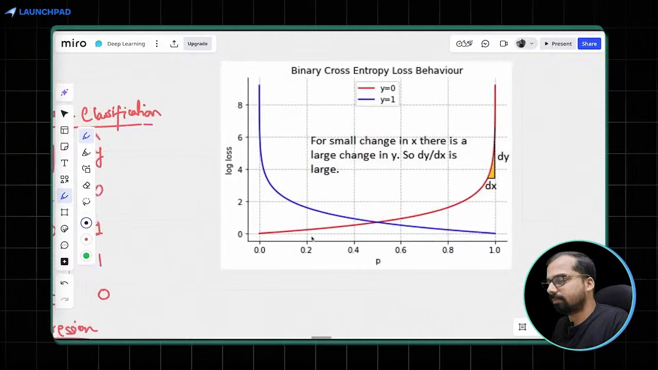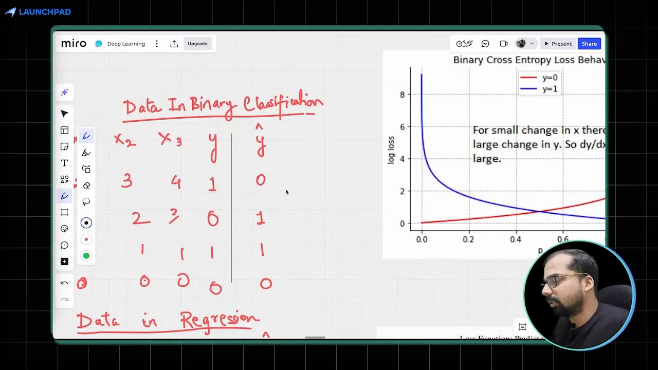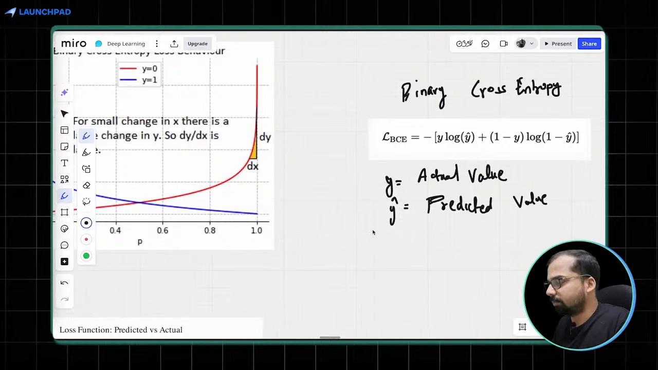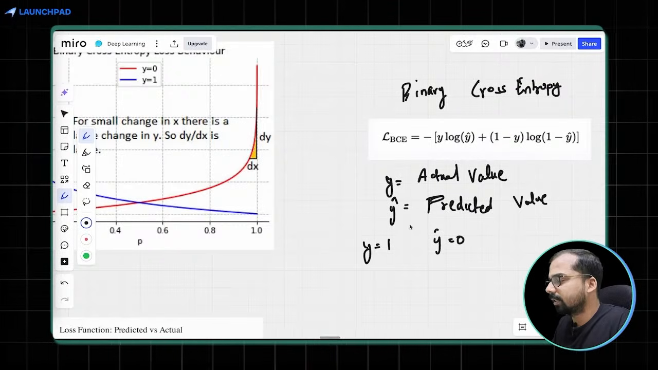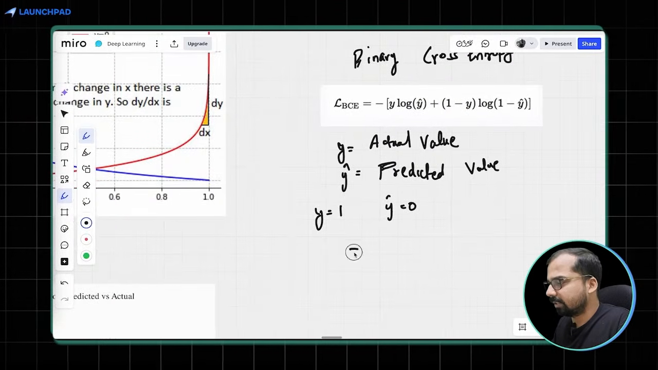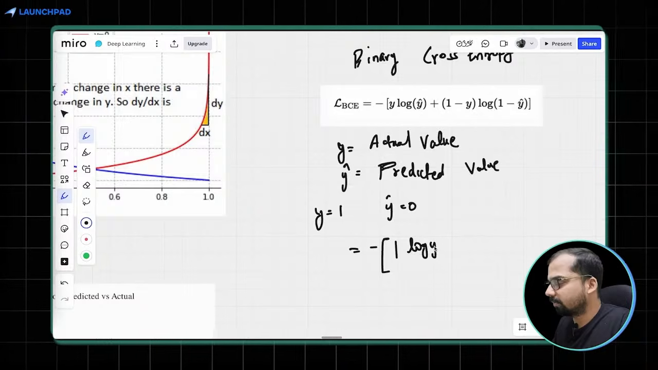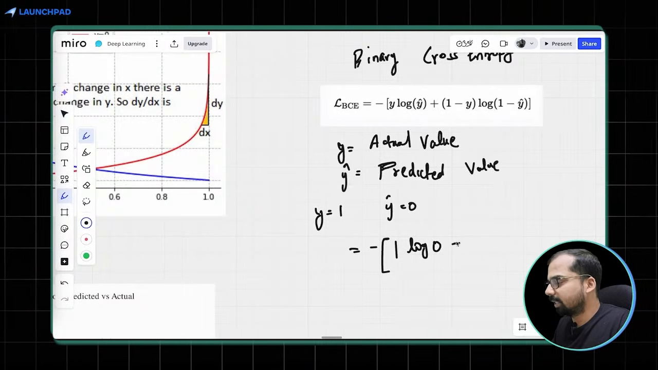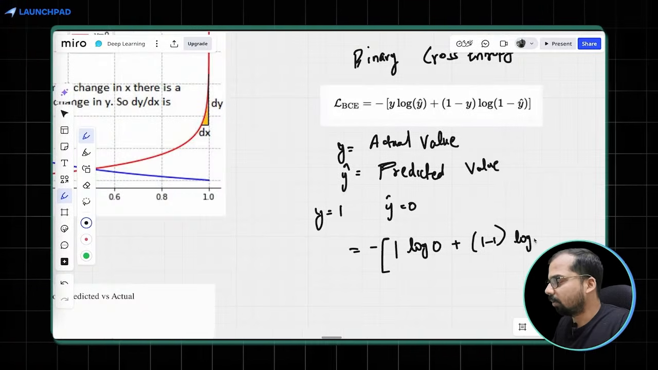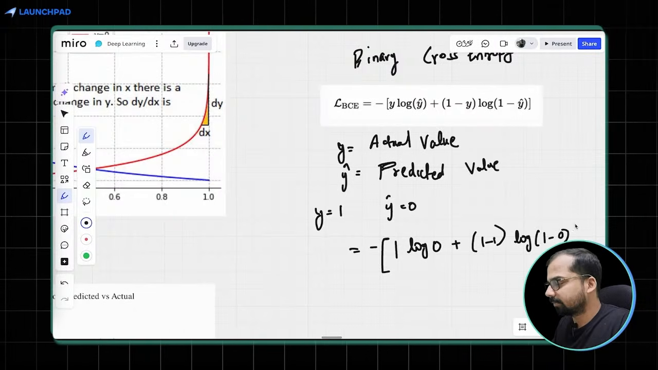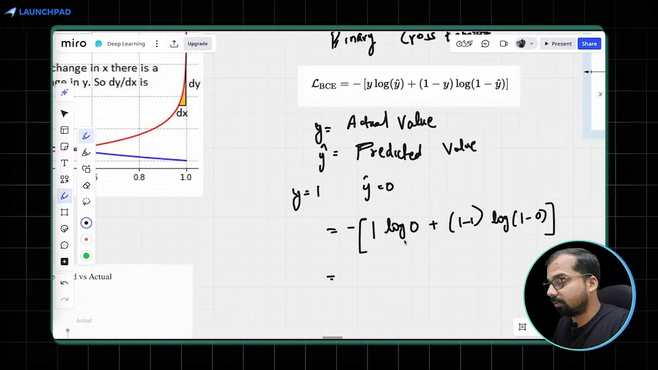So see this example. Here the actual value y is 1 and the predicted value y hat is 0. Let's see what the value of the loss is. So the loss is minus of y, which is 1, times log of y hat, which is 0, plus 1 minus 1, since y is 1, times log of 1 minus y hat, that is 1 minus 0. So this comes out to be log of 0. What is log of 0?